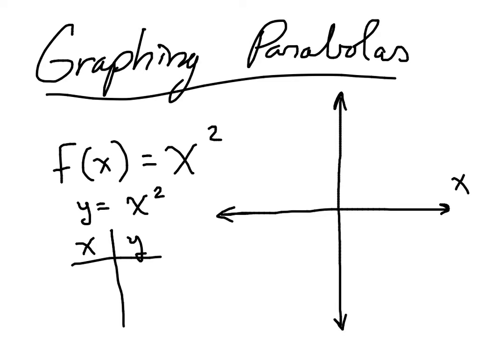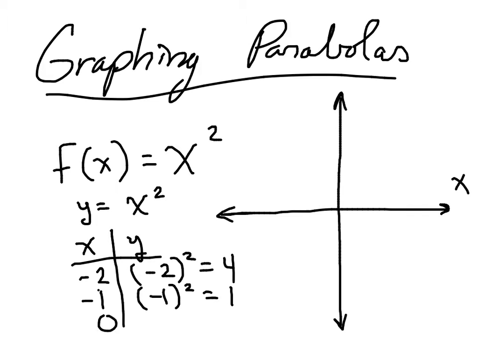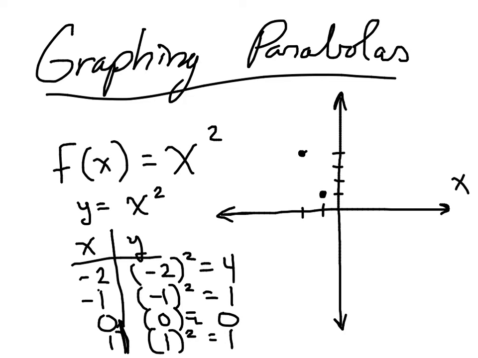So if I were to put -2 in there, -2 squared is 4, so that's an ordered pair of (-2, 4). -1 squared is 1. 0 squared is 0. 1 squared is 1, and so on. So you could plot those ordered pairs like so: (-2, 4), (-1, 1), (0, 0), (1, 1), and then connect the dots. That'd be a way that you could do that.